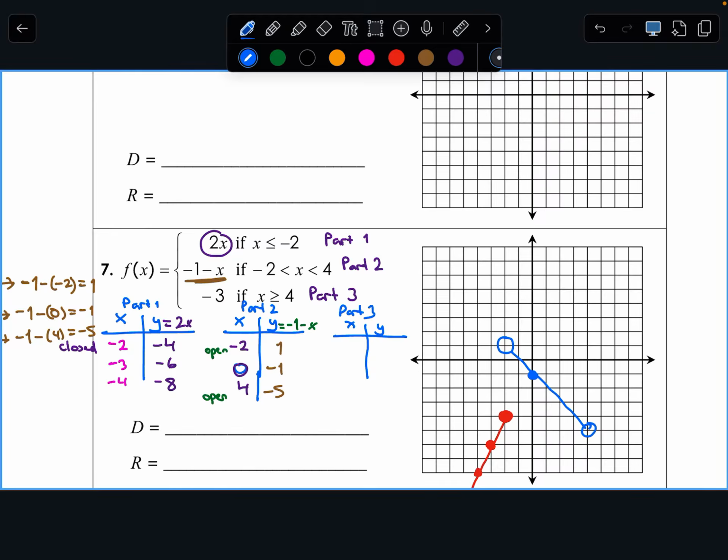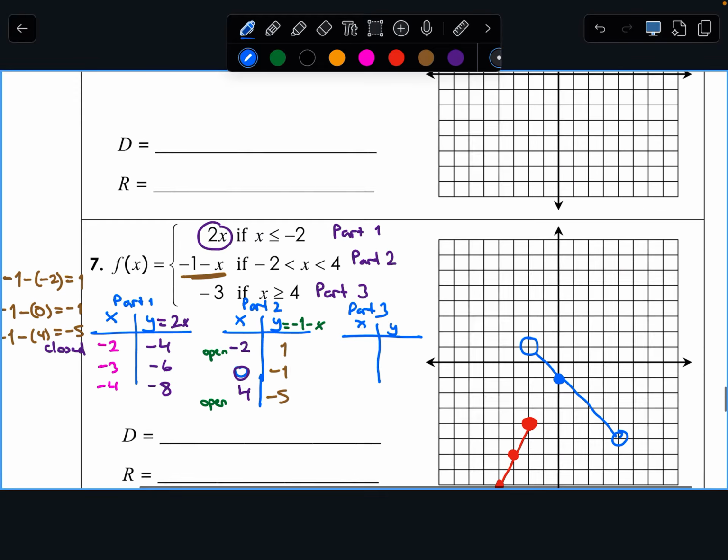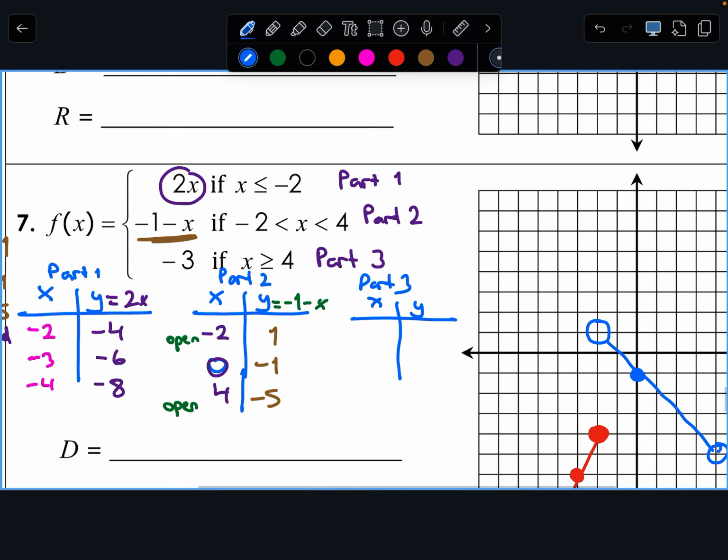Okay? All right. It's time to do part 3. Now for part 3, you'll notice that it says that if x is what? X is what on part 3? Greater than or equal to 4, right? So we know that, again, we're going to put our endpoint, which in this case is 4. And it just says x is greater than or equal to 4. So what are 2 numbers I can put under x for 4? 5 and what? 6. And we might as well say 7.